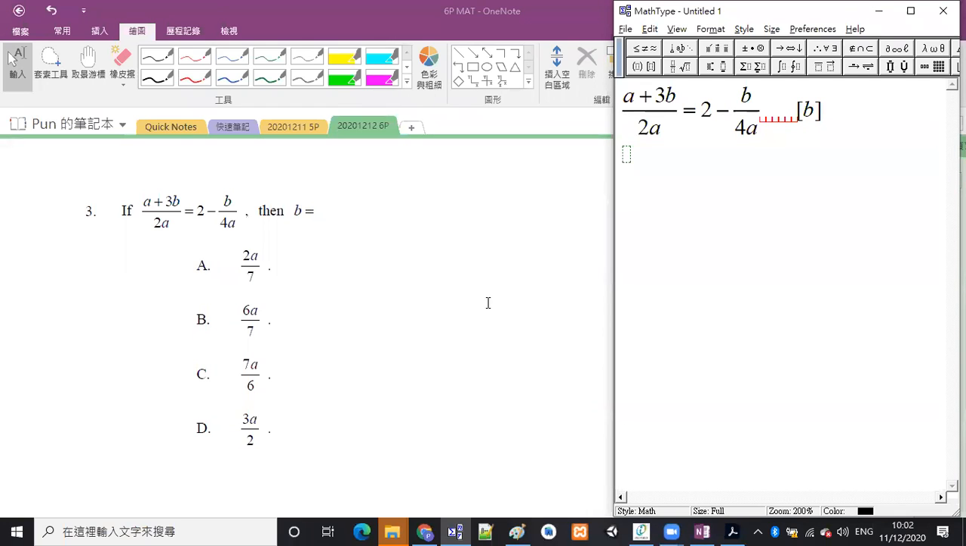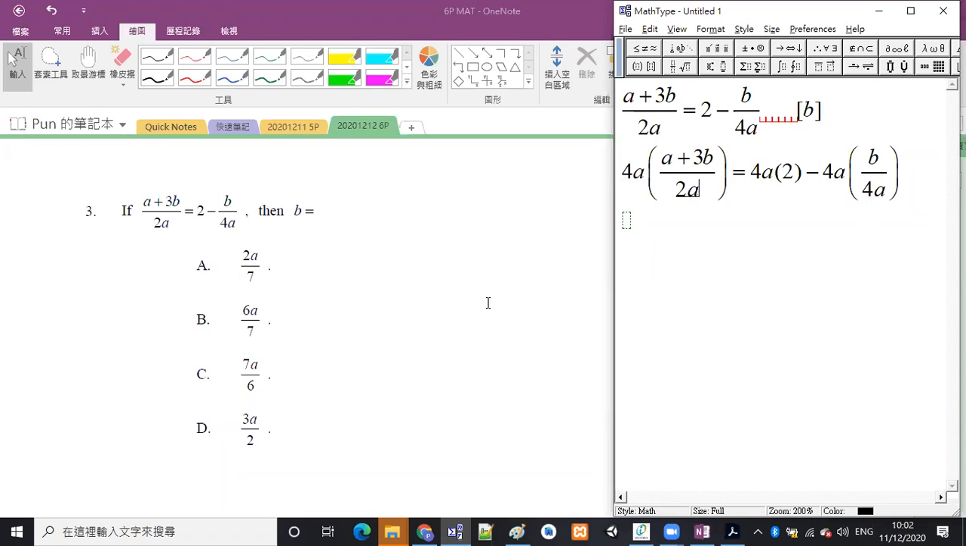Okay, then we need to multiply the same number to both sides, to every term. Okay, I'm going to multiply 4a to every term in the equation. So 4a times a plus 3b over 2a is equal to 4a times 2 minus 4a times b over 4a. Get this? And then, if you are multiplying numbers to fraction, you search for common factors from up and down to cancel. For the first term, 4a and 2a.